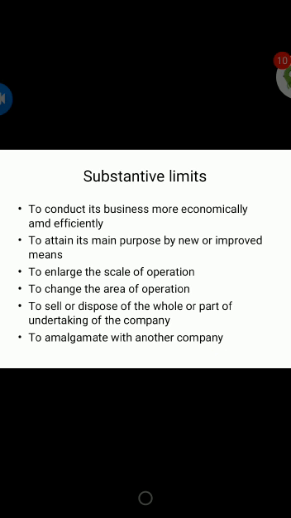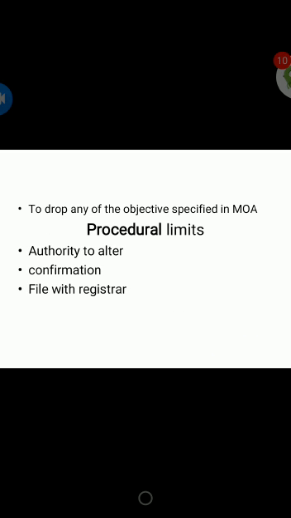Then the next is to sell or dispose of the whole or part of the undertaking of the company. Suppose you want to dispose of something, at that time you change the object clause. Amalgamate with another company: suppose you are going to amalgamate with another company, you change the object clause. And if you want to drop some objectives which are specified in the MOA, Memorandum of Association.